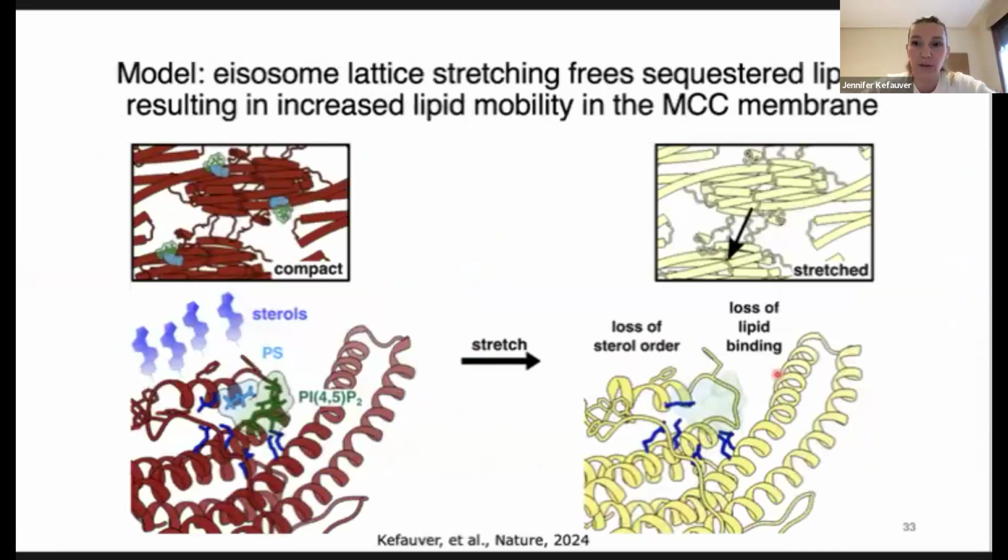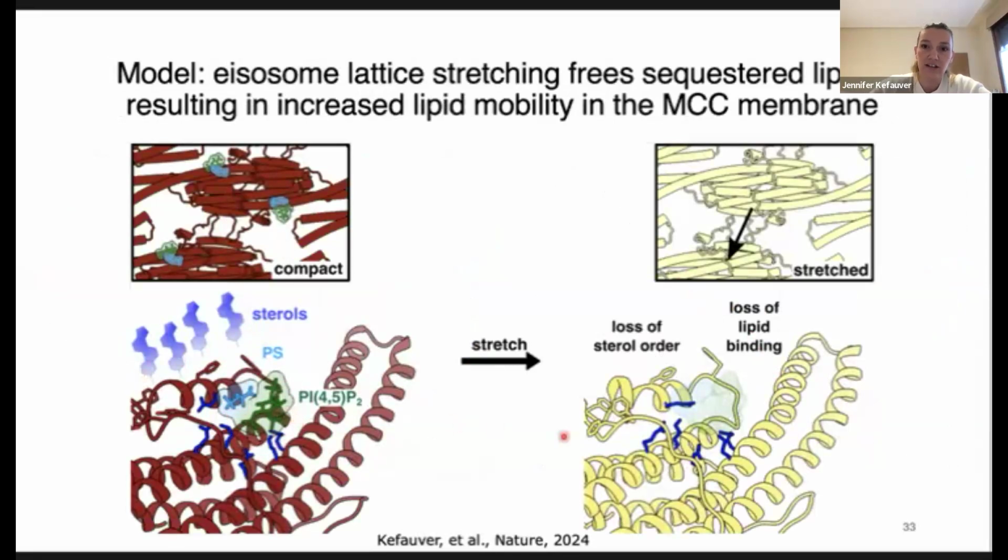So this brings us to our model for how the isosomes function as a mechanosensitive organelle. Under steady state conditions, the lattice is in the compact state in which the charged lipids are bound in the lipid binding pocket and sterol molecules are coordinated by aromatic residues on the amphipathic helix.